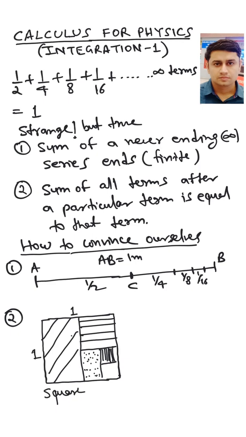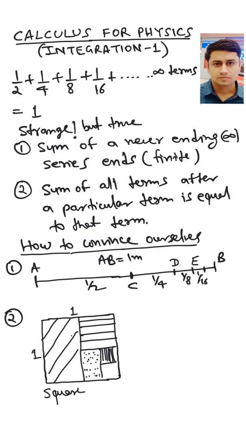Now, after that, the person must have moved to the midpoint of C and B, and that is D. So it must have moved an extra distance of 1 by 4 meter. Again, the remaining distance is D to B, that is 1 by 4, and it must have crossed its midpoint E, that is equal to 1 by 8 meter. Similarly, the person would be traveling half of the remaining distance each time, and therefore the number of terms is infinite, but the sum of all the terms would be finite.